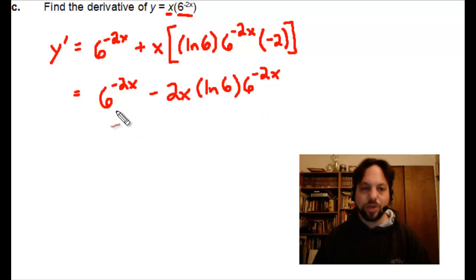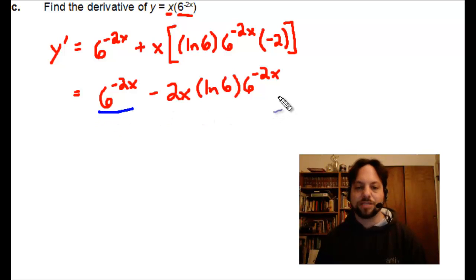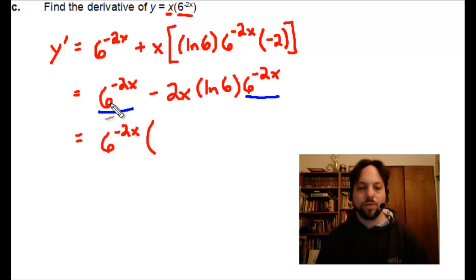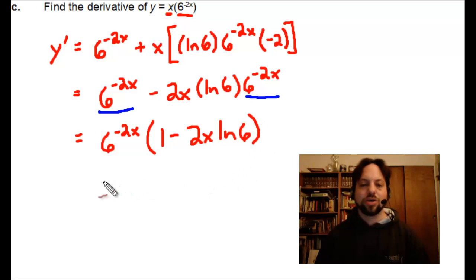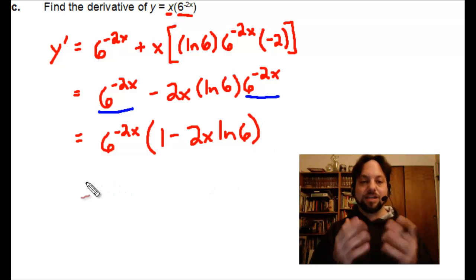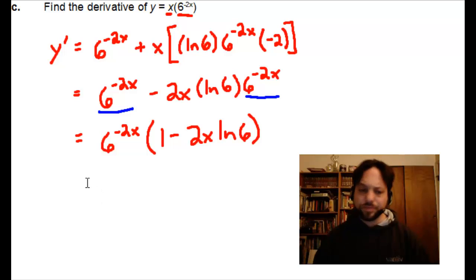Now, of course, we could stop there, but that would be no fun. We do have a 6 to the negative 2x present in both terms, so we could go ahead and factor that out. We'll have 6 to the negative 2x multiplied by, well, out of this term we just have 1. And out of this term we'll have 2x multiplied by the natural log of 6. So that is how we apply the differentiation of an exponential. And you see, it's not really that big of a deal to do. You just have to have that formula memorized, and then it's relatively easy.